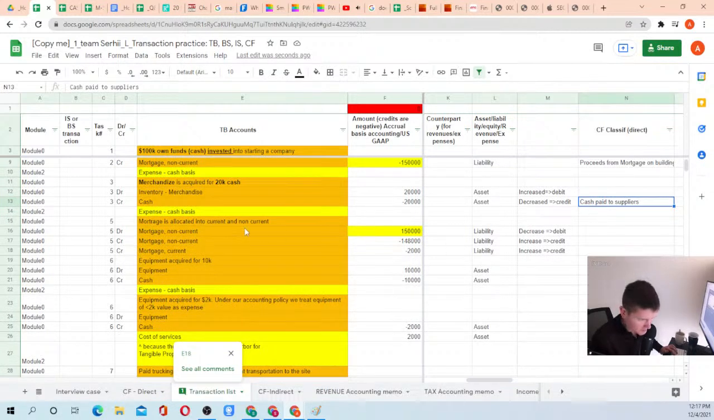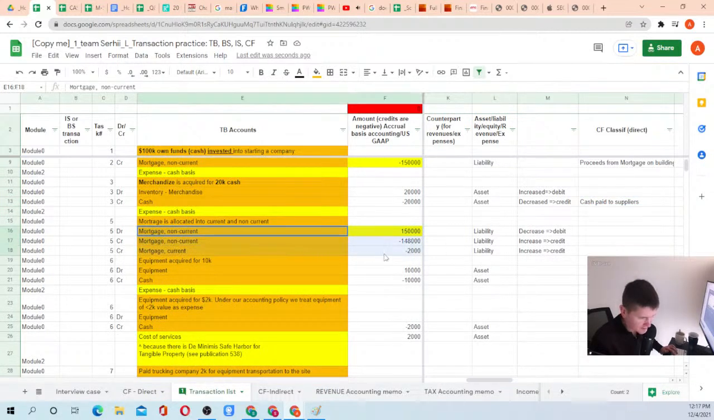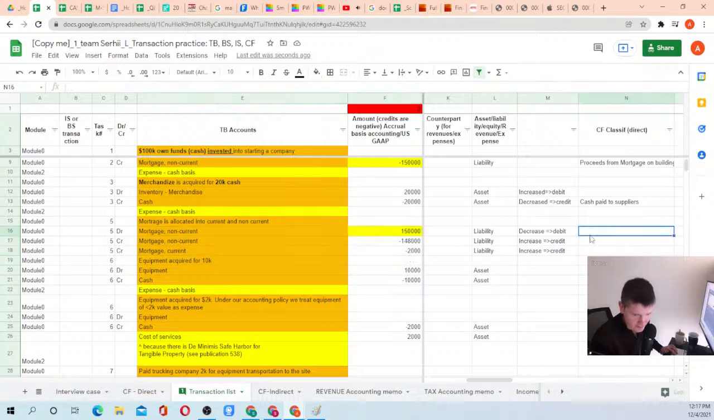Let's go to our third transaction. So this is reclassification. It doesn't apply. It's total not cash, doesn't apply to our cash flow statement.